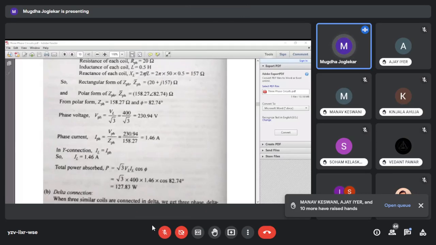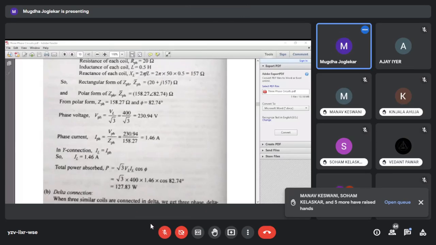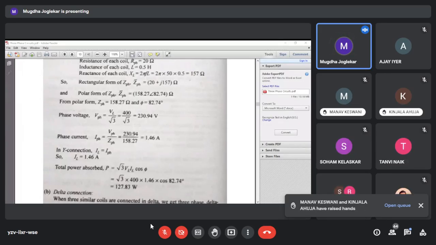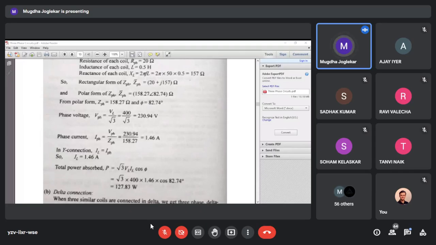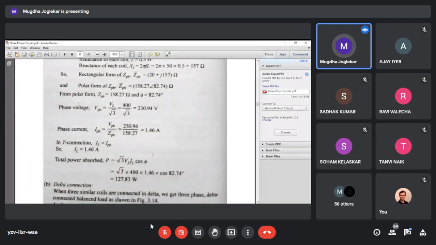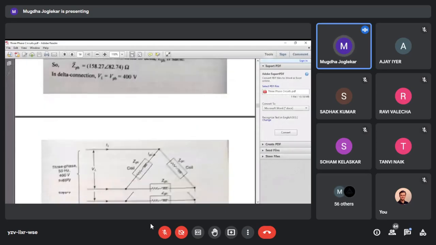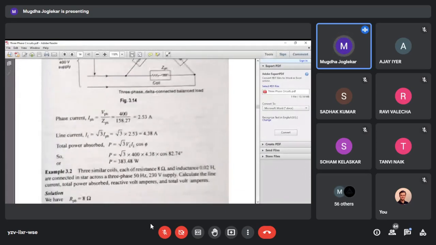Okay, remove your raised hands, everybody. So I think everybody got the answer. I will give you the next problem that you are going to solve from your side. I haven't drawn the diagram here; you can draw it. Delta connection will be studied later on. Take down 3.2.